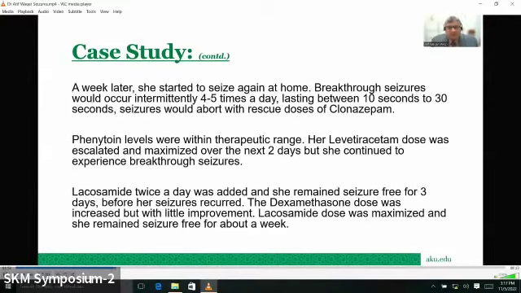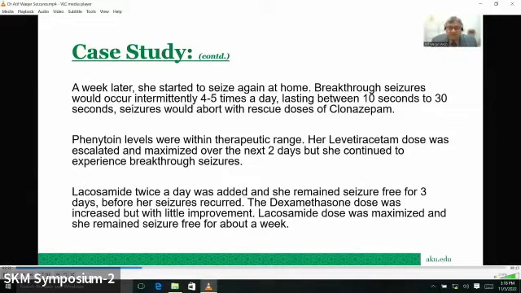And then a week later, she started to seize again at home. The breakthrough seizures would occur approximately 4 to 5 times a day. They would last anywhere between 10 to 30 seconds, and then the seizures would abort with rescue doses of the clonazepam drops. Her phenytoin levels were drawn at home, and they were within therapeutic range. Her levetiracetam dose was escalated to a maximum of 2.5 grams per day, but she continued to experience breakthrough seizures.